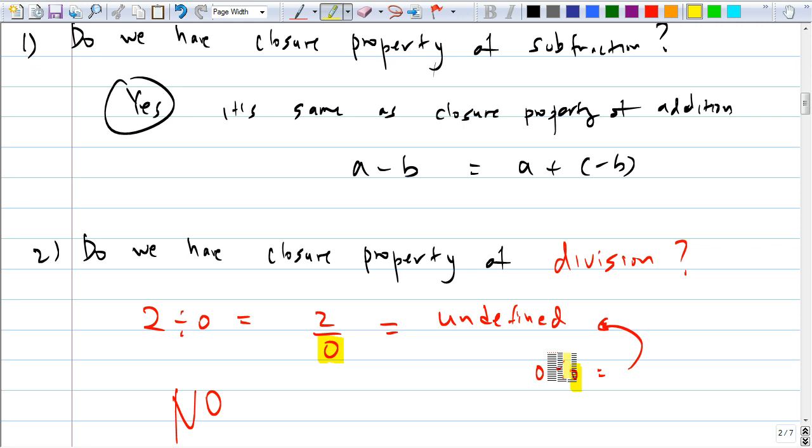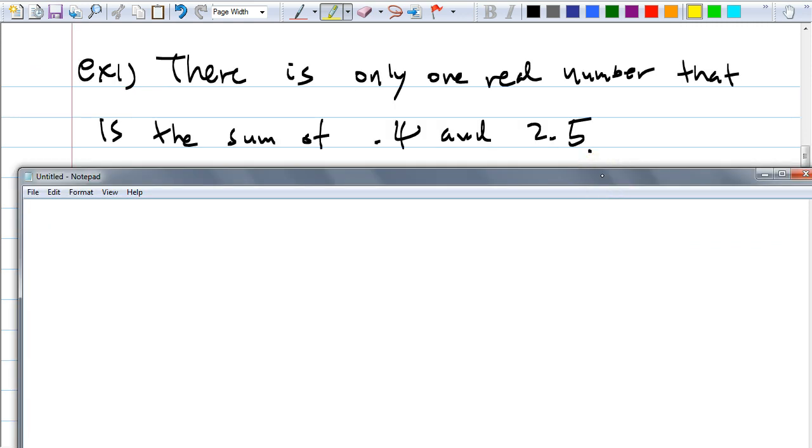Oh, before I get to the first example, there's another simple example that I want to go over. Hold on a second. So write this down. They could give you a question like this on your homework, or on that worksheet that I'm about to give you. They're going to say something like this: there is only one real number that is a sum of 0.4 and 2.5. What property tells you that this is true? Everybody should know what property.